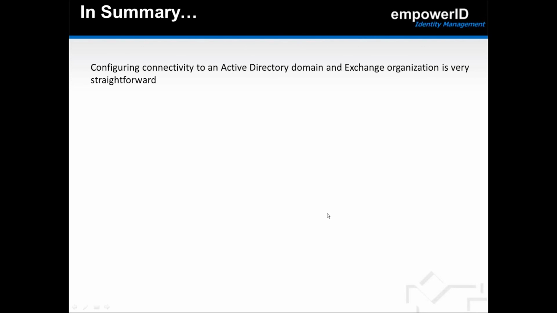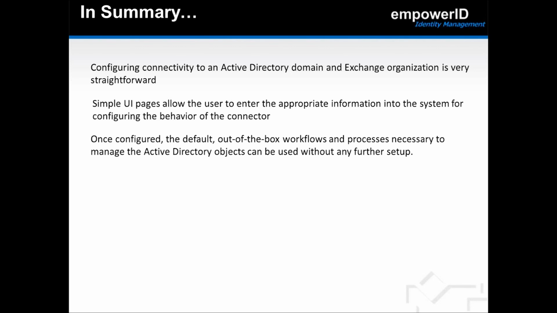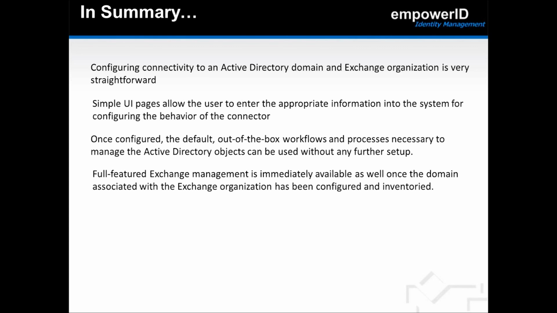So, configuring connectivity to an Active Directory domain and an Exchange organization is actually quite straightforward. Some simple UI pages allow the user to enter the appropriate information in the system for configuring the behavior of the connector. Once configured, all of the default out-of-the-box workflows and processes necessary to manage the Active Directory objects and those Exchange objects and other things can be used without any further setup. And we see that full-featured Exchange management is immediately available as well once the domain associated with the Exchange organization has been configured and inventoried.